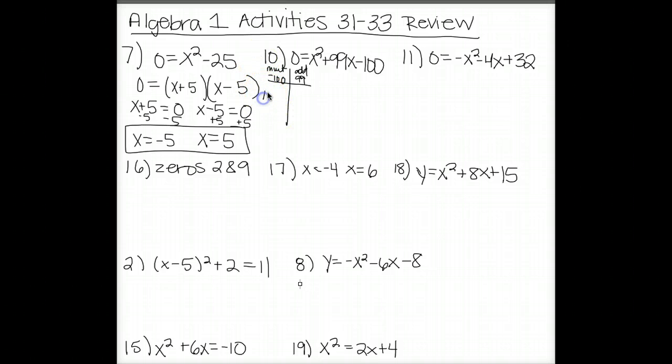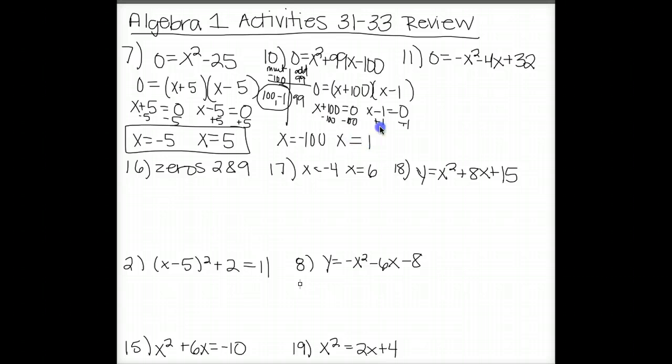We're going to use the 100 and -1. Those multiply to -100. They add to 99. So that means my factorization, two parentheses, x goes in the front of both of them, and then my winning numbers go in the back. So a positive 100 and a -1. Then just like in number 7, set each of those parentheses equal to 0 and solve. So subtract 100 here, x equals -100, and then add 1 over here to get your x equals 1.